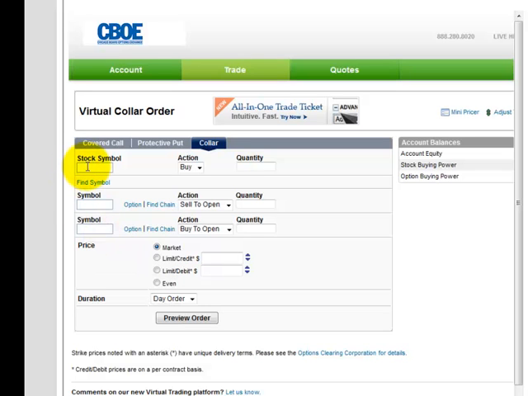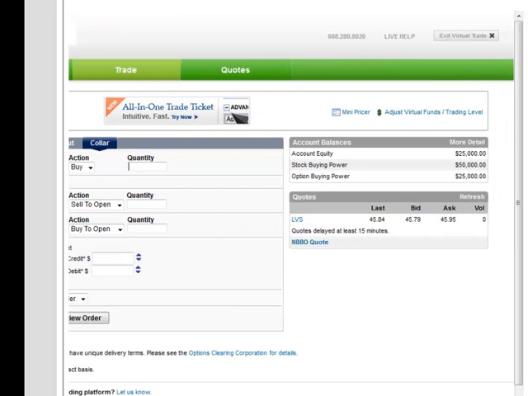Now, what I'm going to do is type in LVS, just a random stock that came into my head, just to give you an idea. LVS stands for Las Vegas Sands, and that's a resort. And we can see there that Las Vegas Sands recently traded at $45.79 bid and $45.95 ask, and the last it traded at is about $45.84.